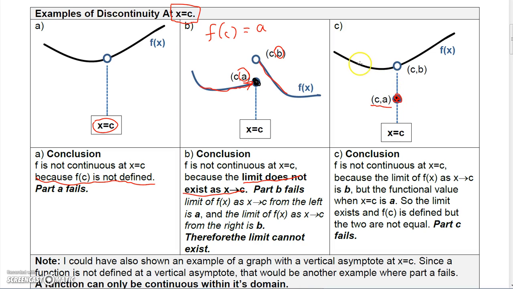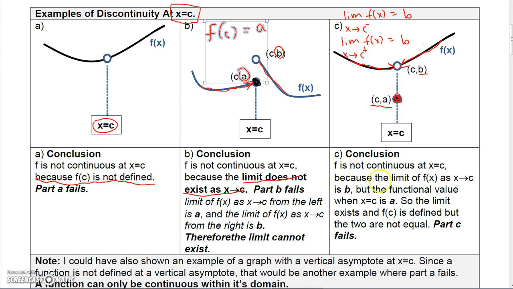Okay, well, let's talk about the limit. If we approach c from the left, it looks like the y value is going to get closer and closer to this number b. And if we approach from the right, the same thing. The y value is going to get closer and closer to b. So what I've shown you is that the limit of the function as x approaches c from the left is b, and the limit of the function as x approaches c from the right is b. So therefore, the limit of the function is actually b.